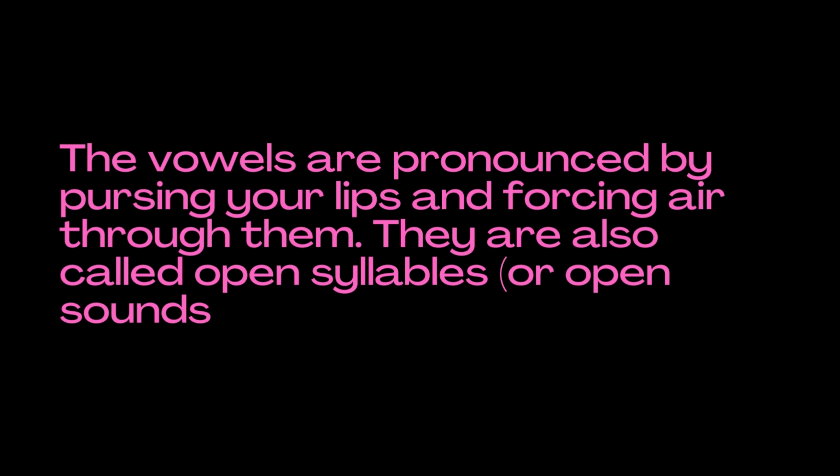Now, let's do a summary of our lesson. The vowels are pronounced by pursing your lips and forcing air through them. They are also called open syllables or open sounds, and there are two types of vowel sounds. These are the short and the long sounds.